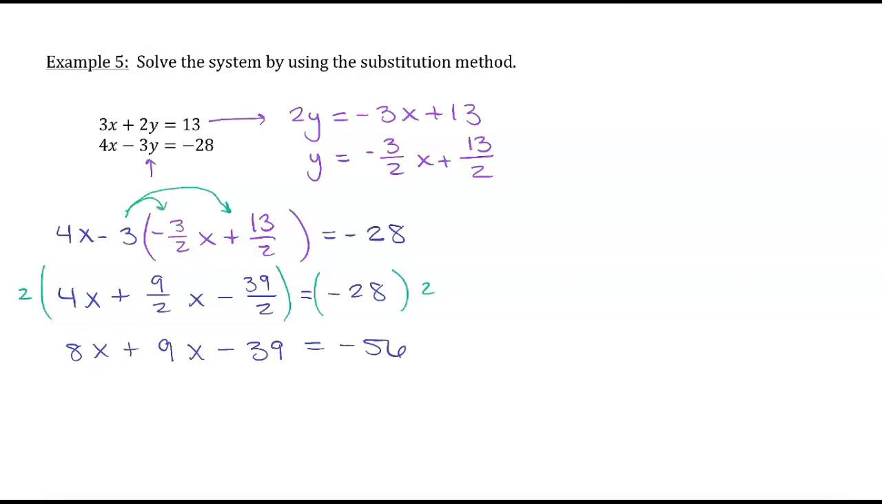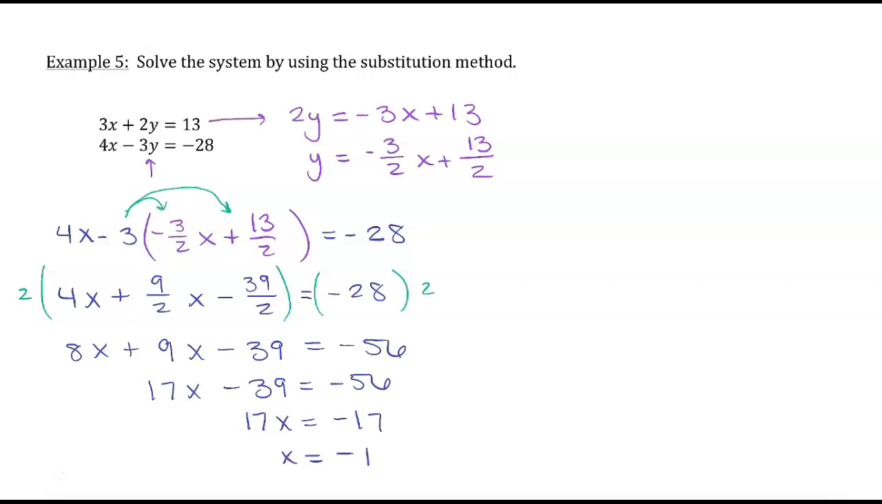On the left side, we can combine like terms. Positive 8x and positive 9x is a positive 17x. And adding 39 to both sides, we have 17x equals negative 17. That gives us x equal to negative 1.